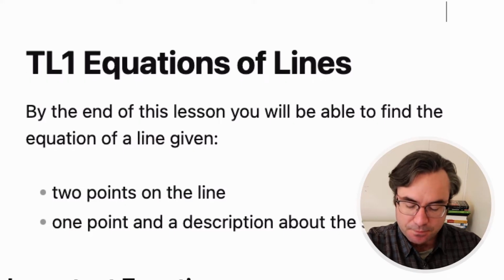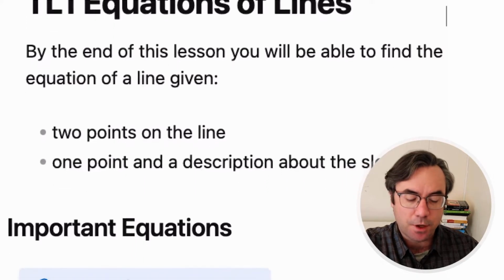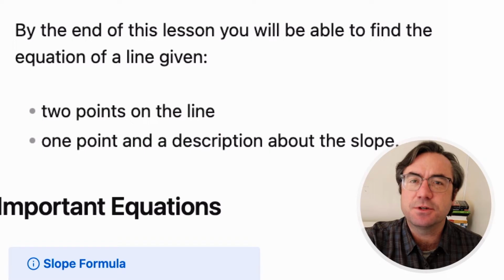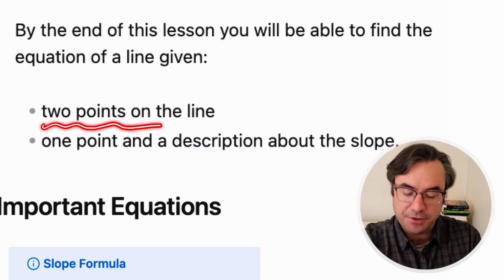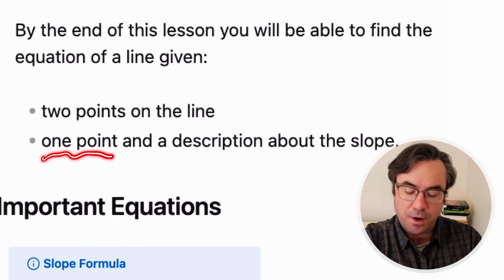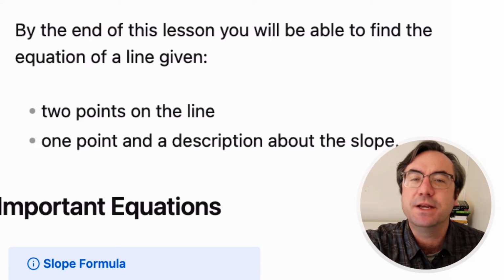So we're going to start with equations of lines. Our first learning outcome: ultimately, by the end of this lesson, what are we going to be able to do? We're going to be able to find the equation of a line in a few different types of scenarios. Maybe we're given 2 points that sit on the line, or maybe we're given 1 point and some more information about the slope.